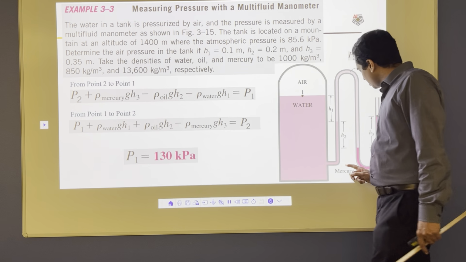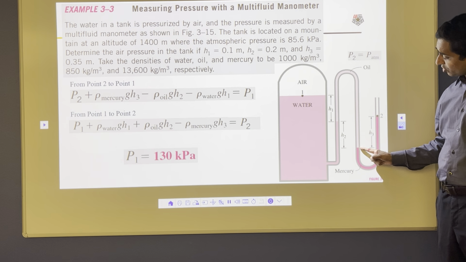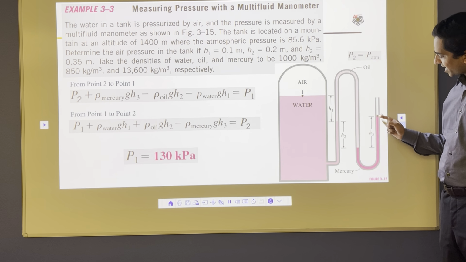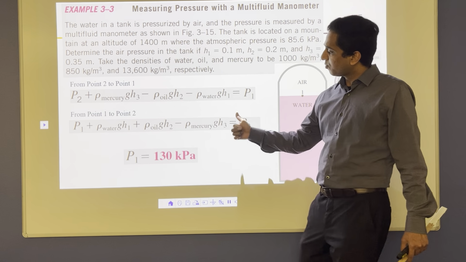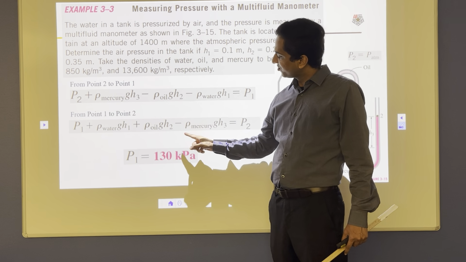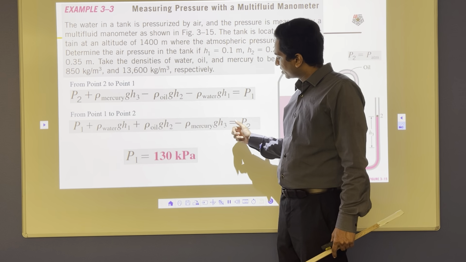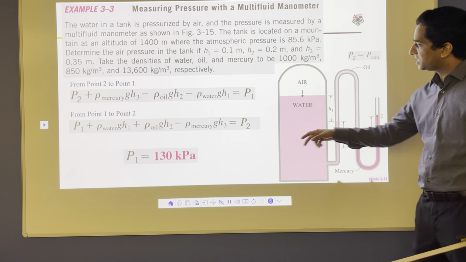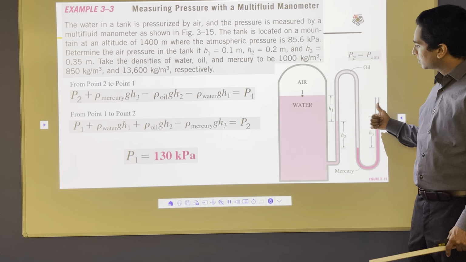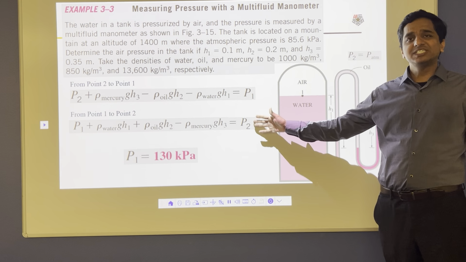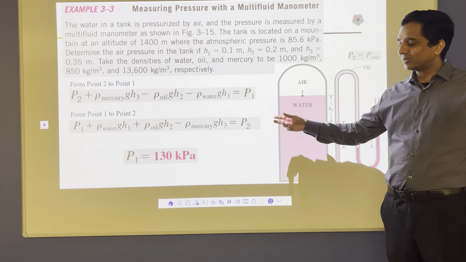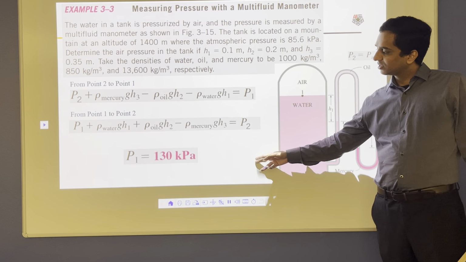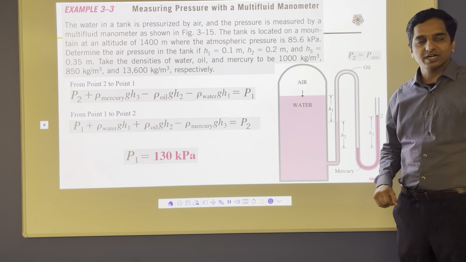Then I see here that mercury starts here and ends upward at P2. So upward is negative: minus density rho g h, upward direction, is equal to P2. Once you reach the final point, apply the equal sign and get P2. That's it. Both equations are the same thing. All you have to do now is solve these equations, get the answer. You will know what the pressure at this point is.